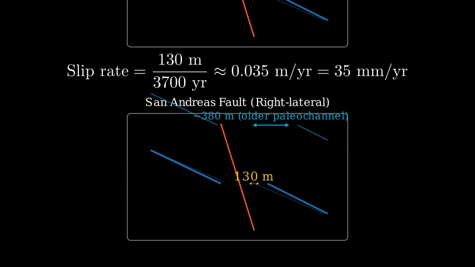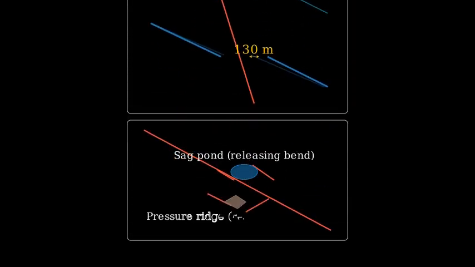Local bends in a strike-slip fault create compression or extension. A releasing bend lowers the ground and can form a pull-apart basin or sag pond. A restraining bend squeezes the ground, building a pressure ridge or a shutter ridge that can divert streams. We will draw a straight fault, then add a right step and a left step to show the different landforms.